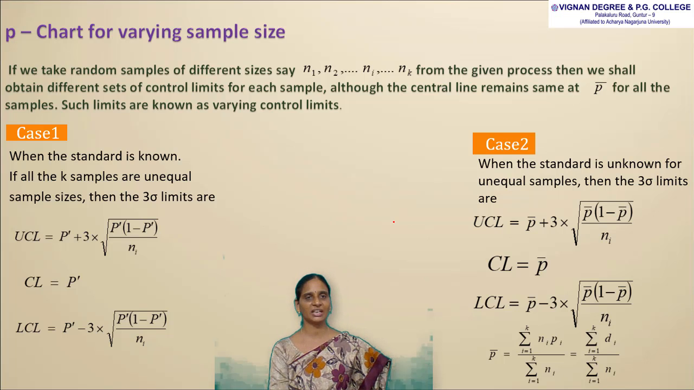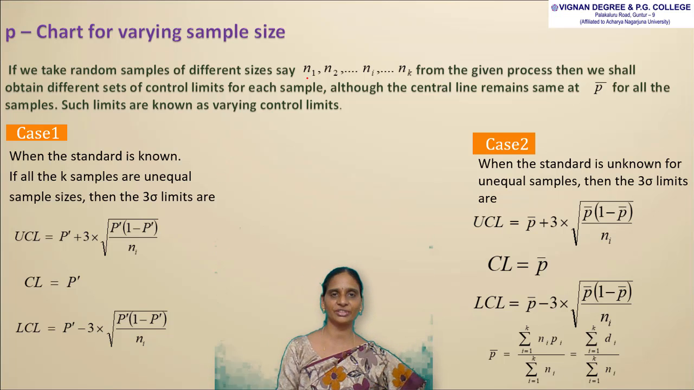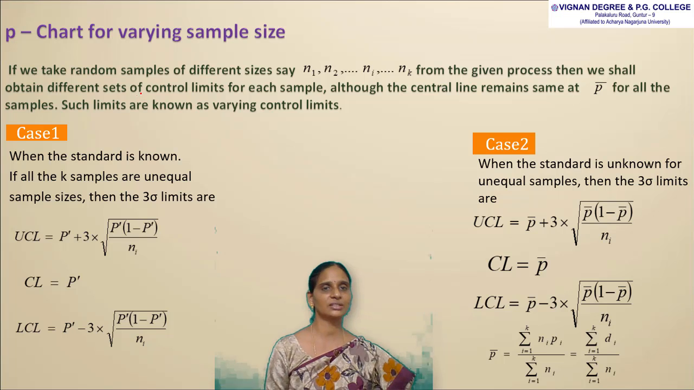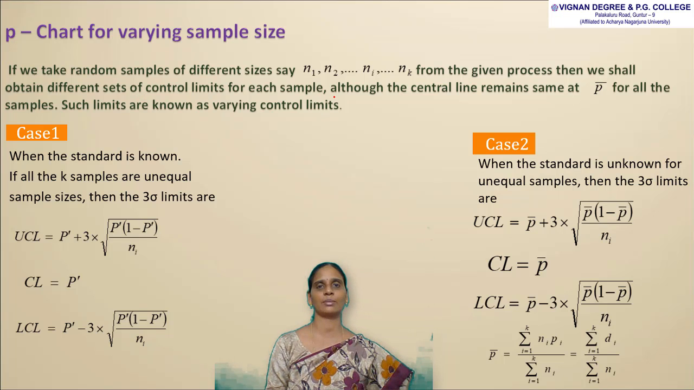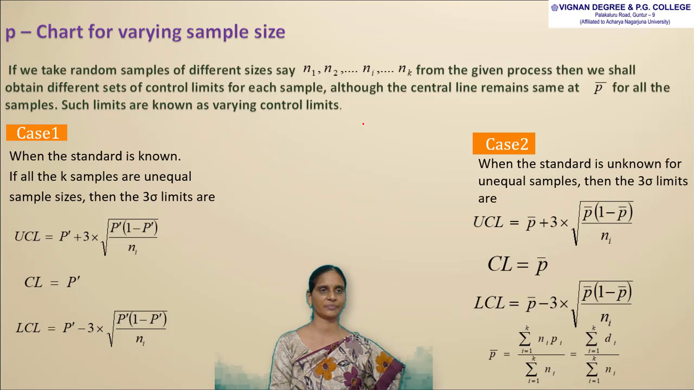And coming to the P chart for varying sample sizes. Here we have to take random samples of different sizes, that is N1, N2 and so on Ni and so on Nk, from the given production process. Then we shall obtain different sets of control limits for each sample, although the central line remains the same at P bar for all the samples. Such limits are known as varying control limits.